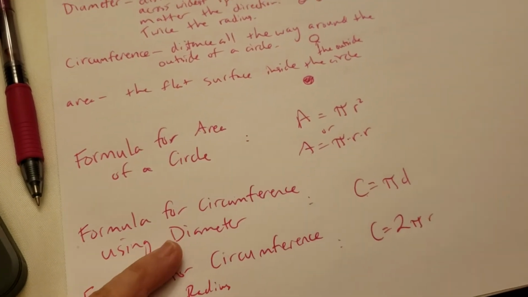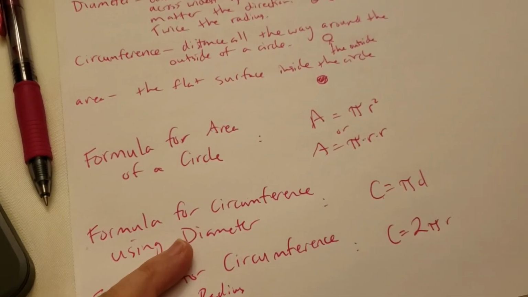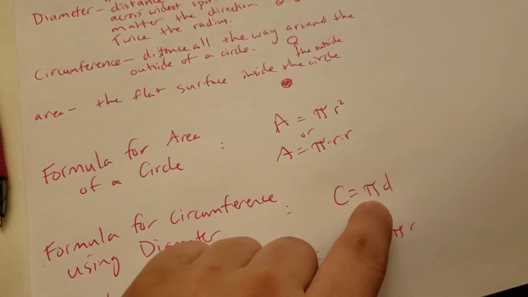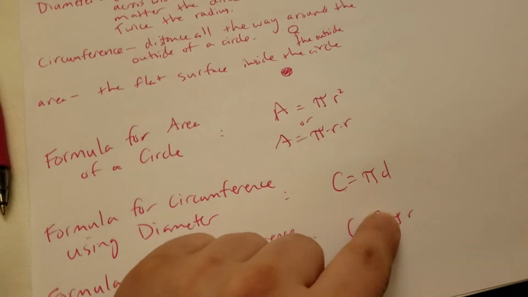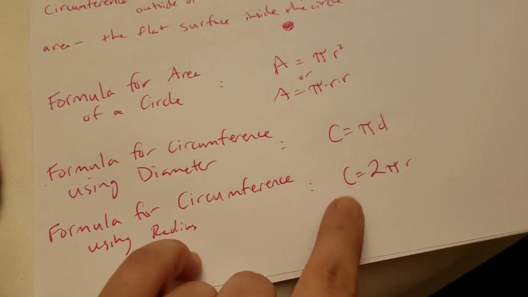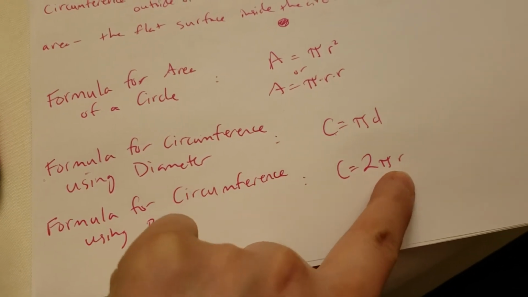The formula for circumference using the diameter, if you're given a diameter, you can just plug that right in. All you do is pi times the diameter, multiply them. And if you have the radius, you just do 2 times pi times the radius.